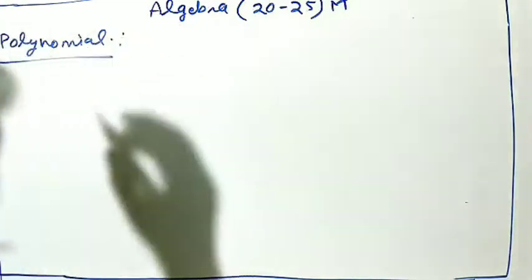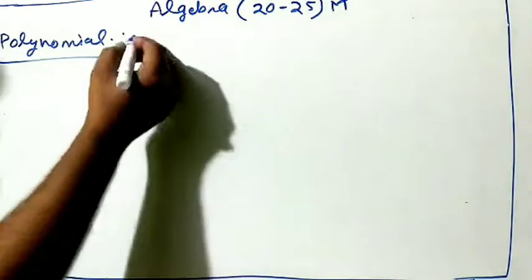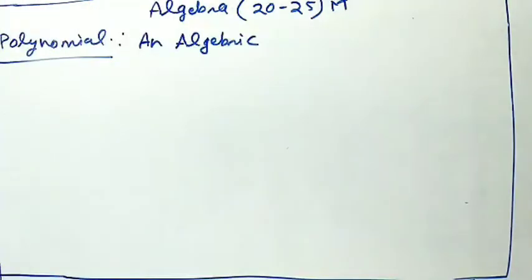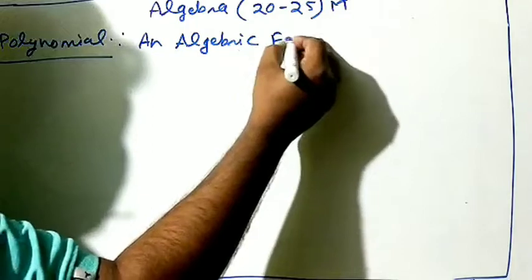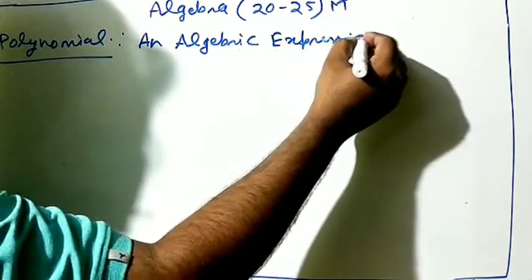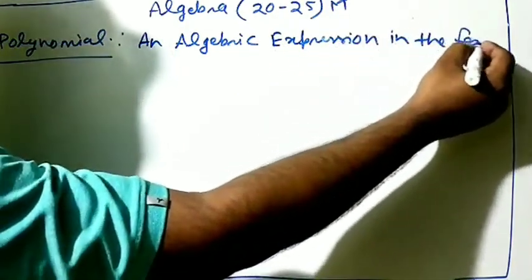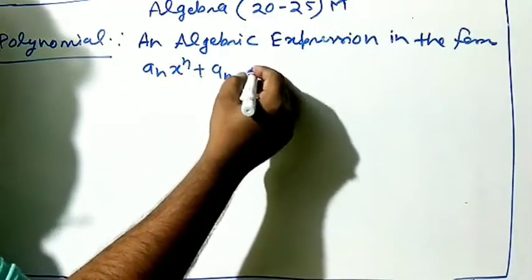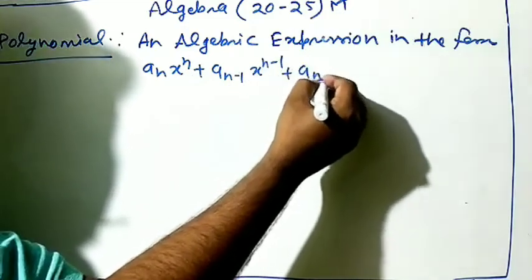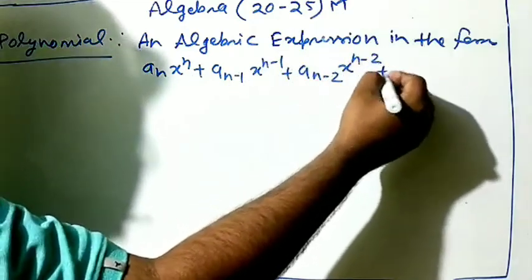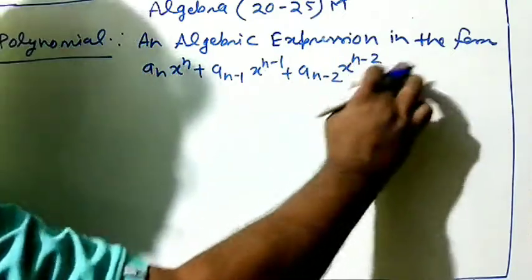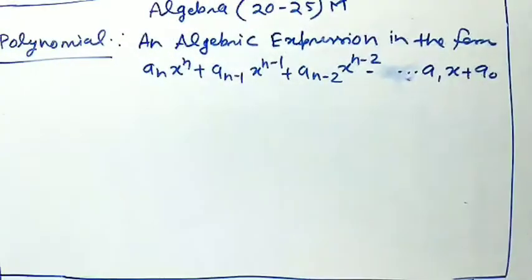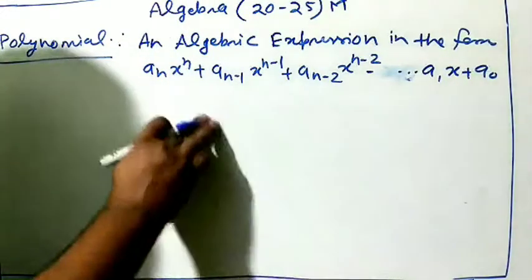First of all, students, what is a polynomial? An algebraic expression. Listen carefully. An algebraic expression in the form a_n x^n + a_(n-1) x^(n-1) + a_(n-2) x^(n-2) + ... + a_1 x + a_0. This is the general form, but it is an algebraic expression.